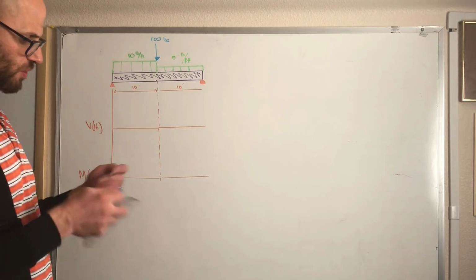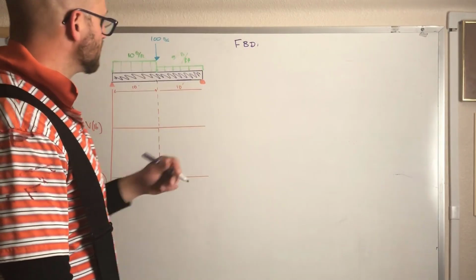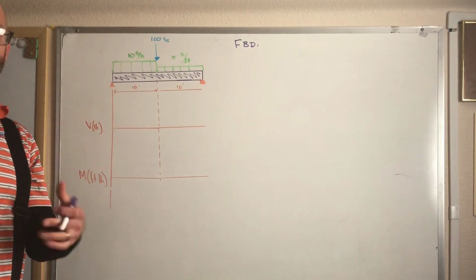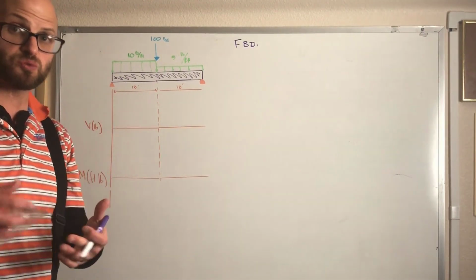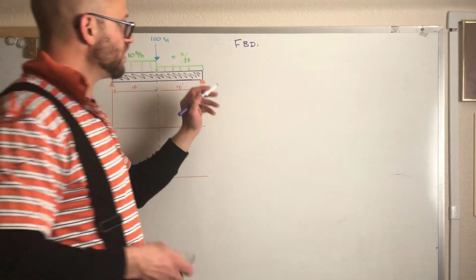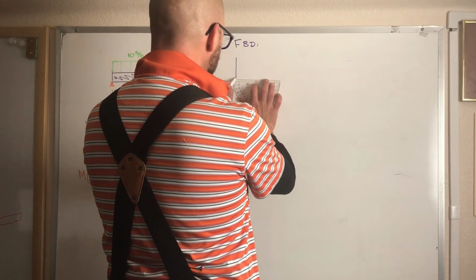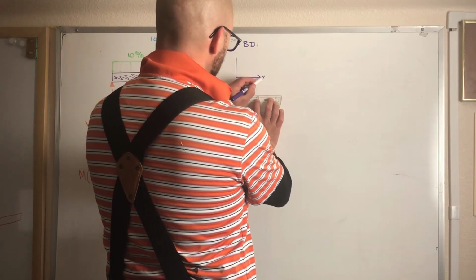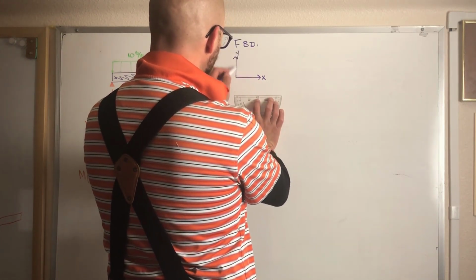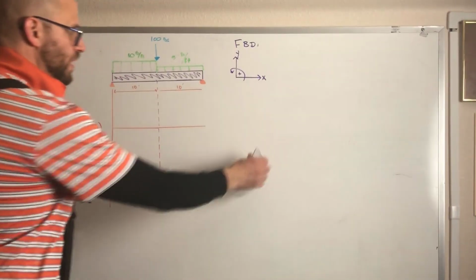So first thing I want to start out with is my FBD. My FBD is going to be a representation that I can use to start doing the logic or the math to start figuring out my reactions. So with my FBD, and before I draw it, I also want to draw my sign convention. So we're saying X direction, Y direction, counterclockwise. All of those are positive.